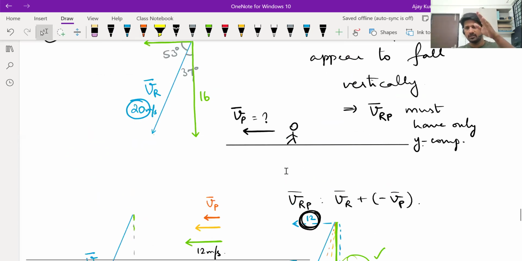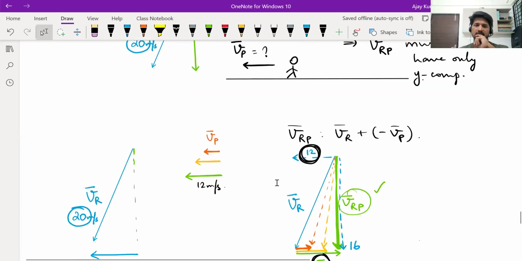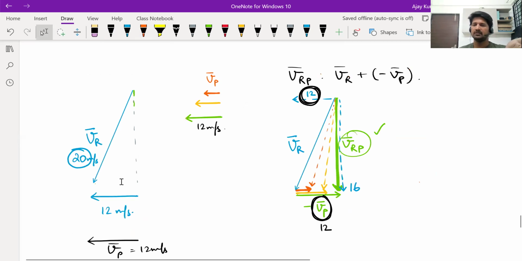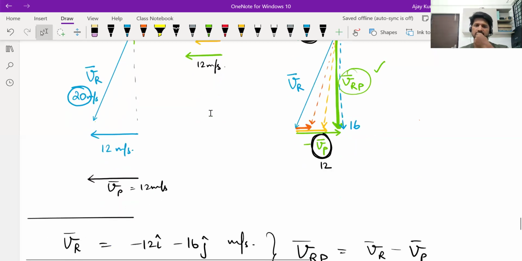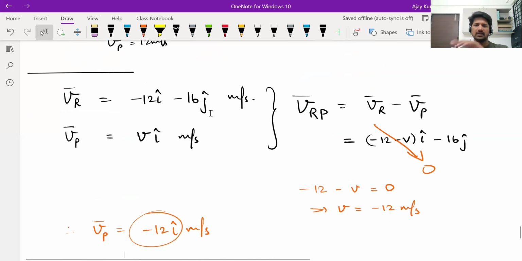Raindrops were actually falling slightly tilted to the left. How should the person move such that that tilt is not visible? They should appear to fall vertically. That means their horizontal velocity should get cancelled. So whatever is the horizontal velocity of rain, the person also has to move with the same horizontal velocity such that relative horizontal velocity becomes 0 and relative velocity will be there only in the vertical direction. Based on that, we wrote the condition mathematically and found out the velocity.